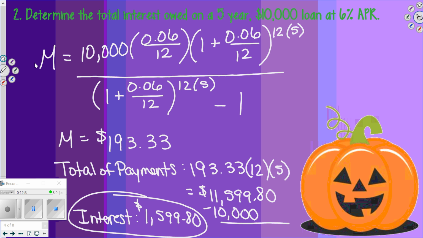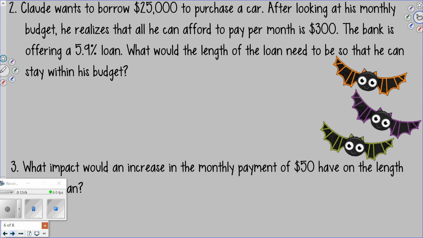All right, questions on how to find interest, because then we're going to shift gears into the new formula. That was finding interest, how much you paid. What are we planning on this? So this one, Claude wants to borrow $25,000 to purchase a car. After looking at his monthly budget, he realizes all he can afford to pay per month is $300. So we need to make sure he doesn't pay more than $300 a month. The bank is offering a 5.9% loan. What would the length of the loan need to be so that he can stay within his budget?